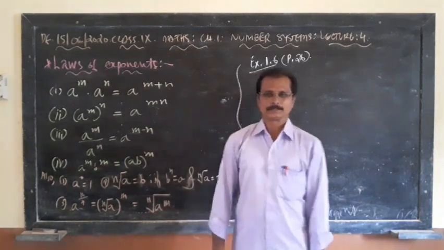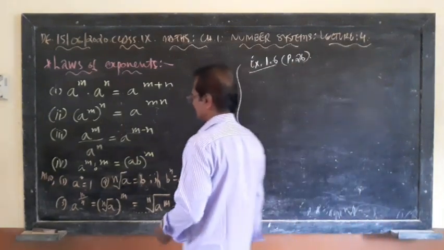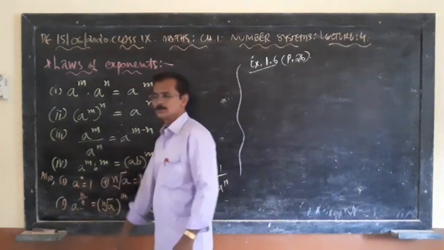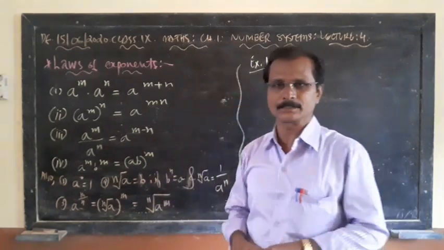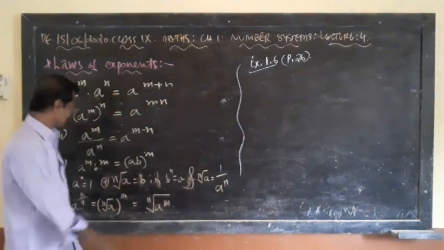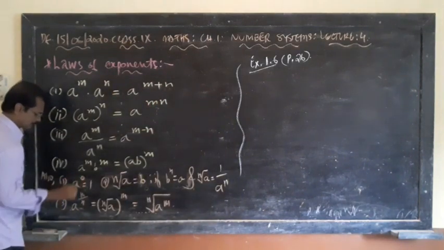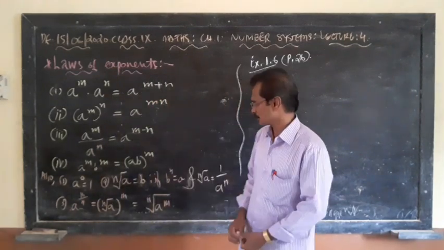And there are also certain important results. The first one is a raised to 0 equal to 1. Any number raised to 0, a raised to 0 equal to 1. So that means any number raised to 0, the answer will be 1.